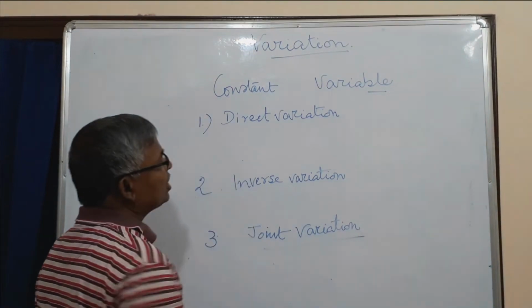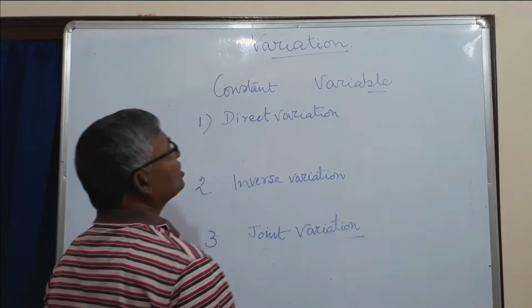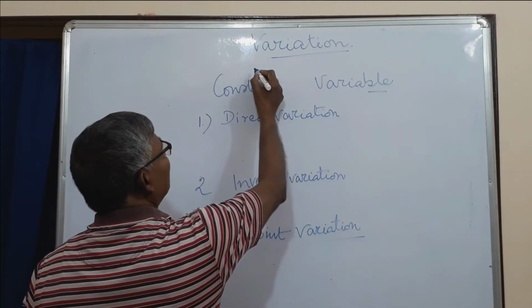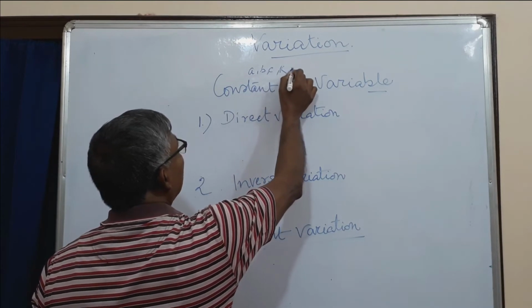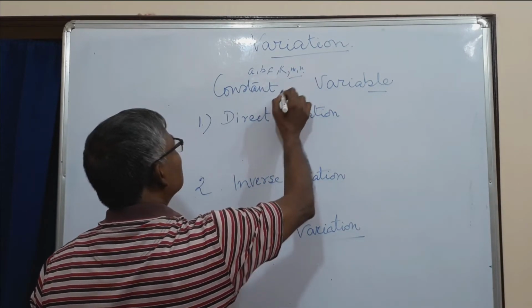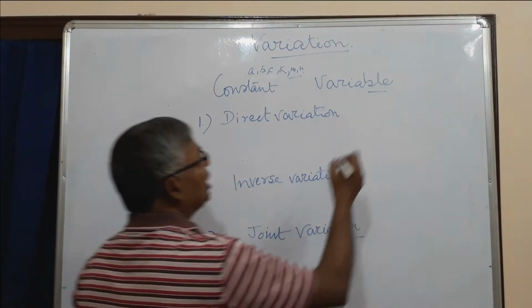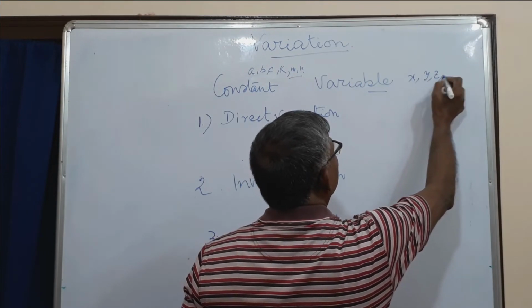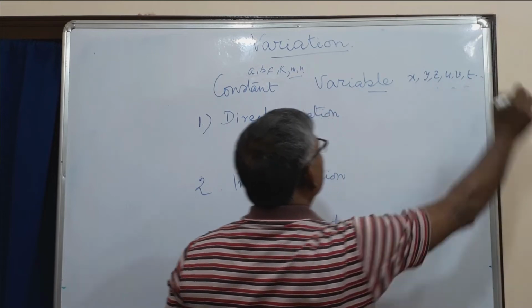Before giving the definition, we learn how constants and variables are marked. In general, A, B, C, K, M, N are termed as constants, and variables are termed as X, Y, Z, U, V, T and so on.